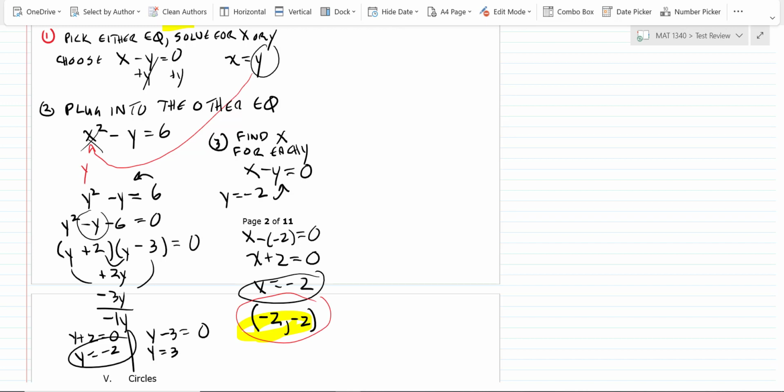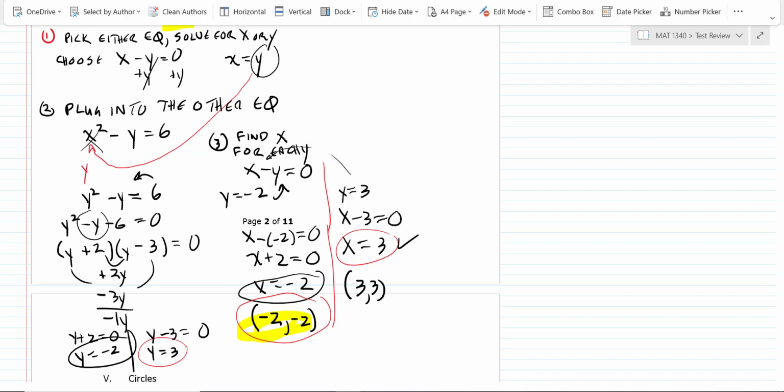Okay, so that's one answer. The other thing you've got to do is now do the other y. The other y was 3. So if y is equal to 3, you just plug into that equation to get x minus 3 equals 0. So that gives x equals 3. Okay, so that means that when y is 3, x turned out to be 3 also. So the second answer is (3, 3).